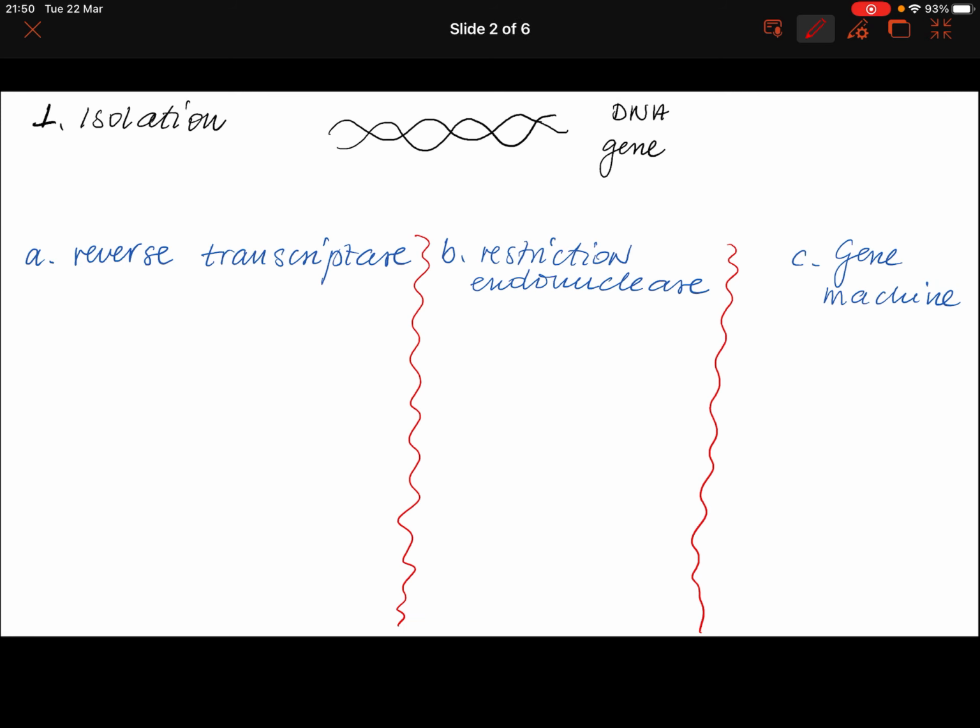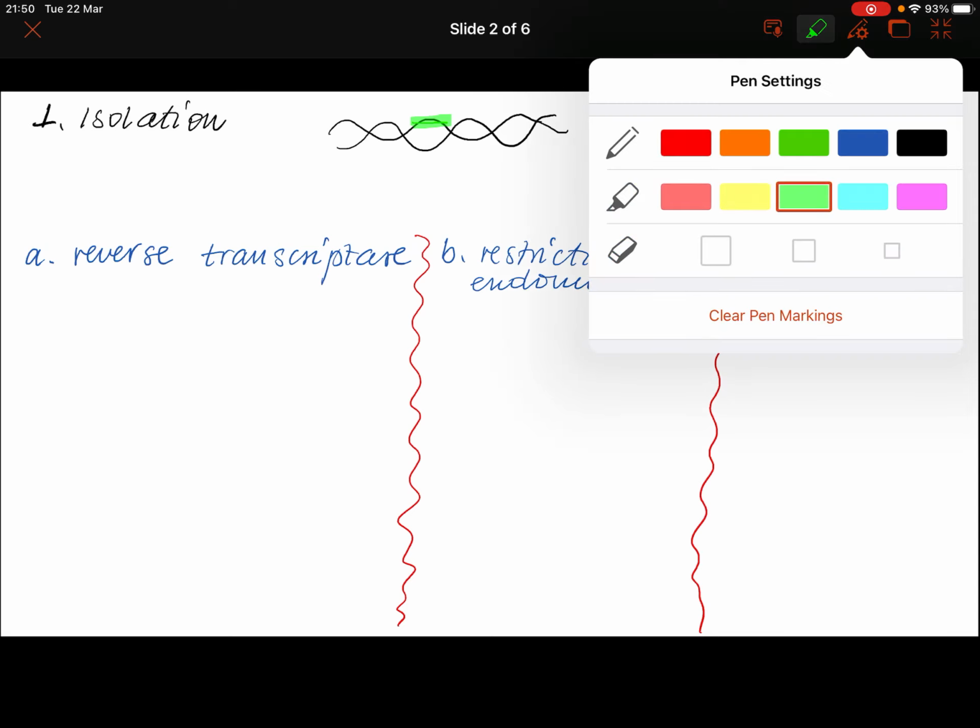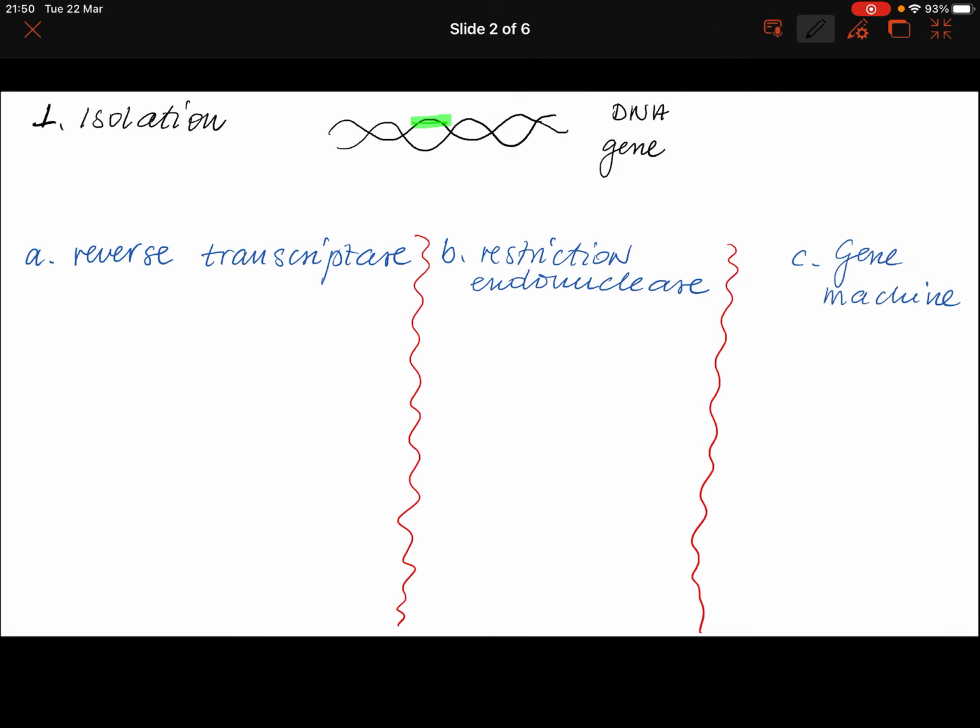So we're starting with the isolation. Isolation is a process where you want to obtain a sequence of the gene, so that's a section of the DNA coding for the protein of your choice. So there are 3 ways of doing this. We could use the enzyme reverse transcriptase, restriction endonuclease enzyme, or the gene machine. We will start with the reverse transcriptase.